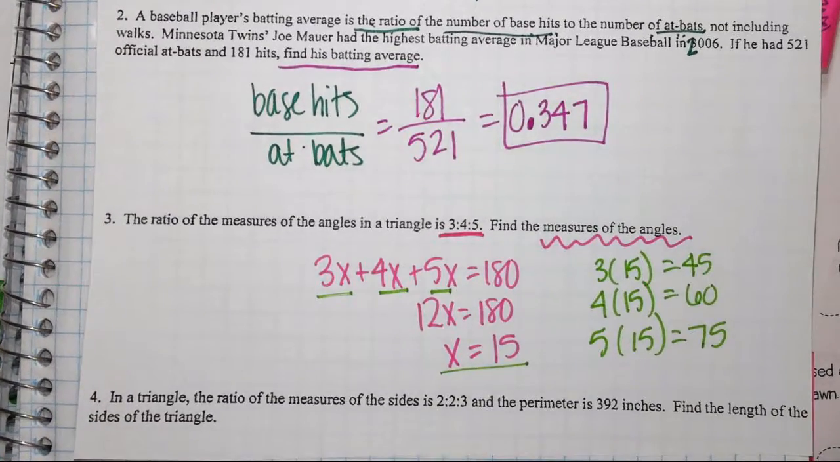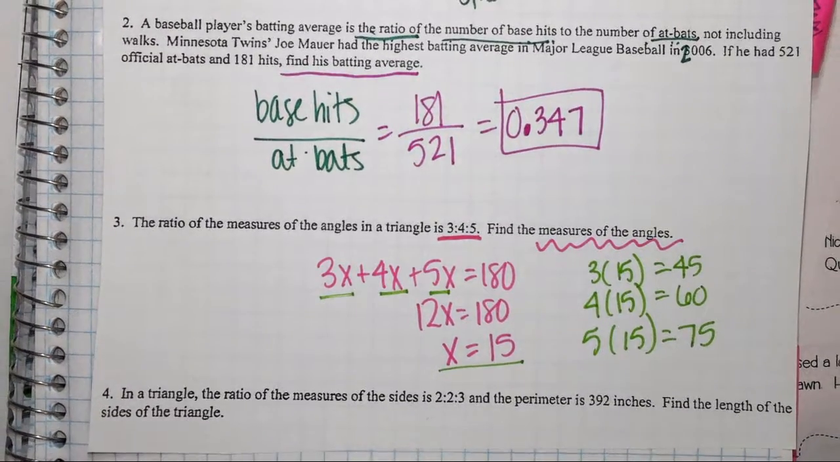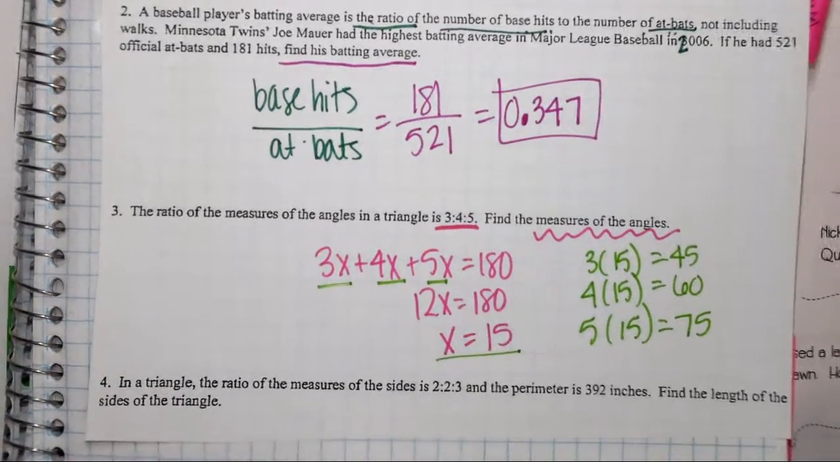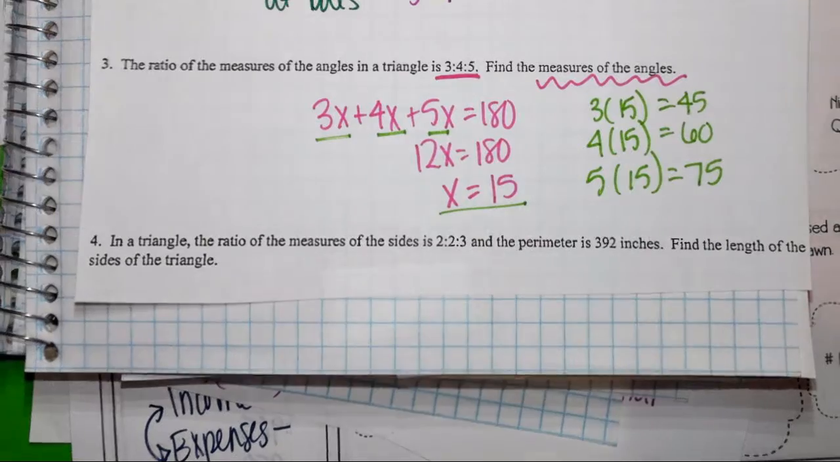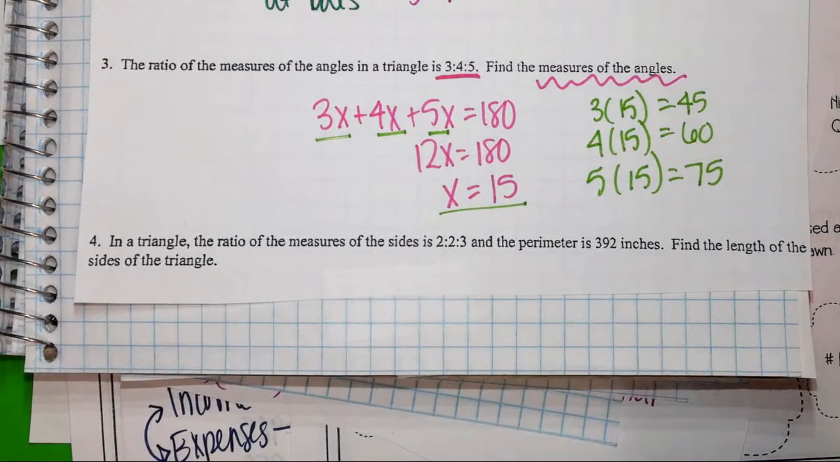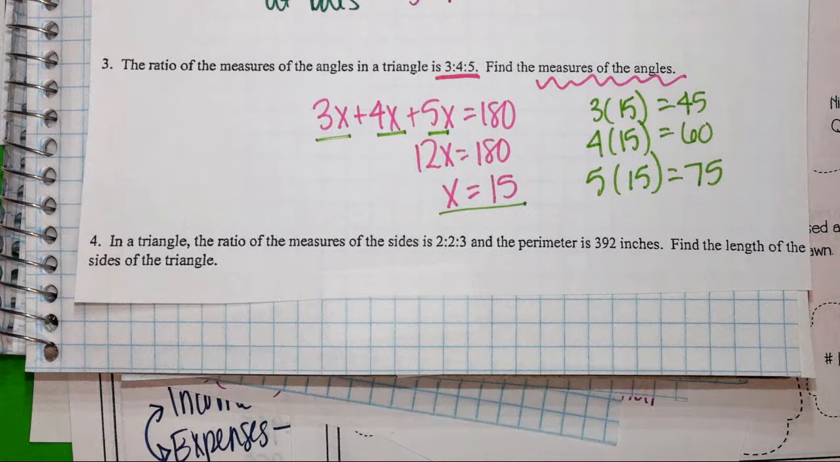Stop doing that. Alright, any questions on number 3? Nope. Ratios are pretty easy so far. Lupita, Taylor. Alright, let's look at number 4.